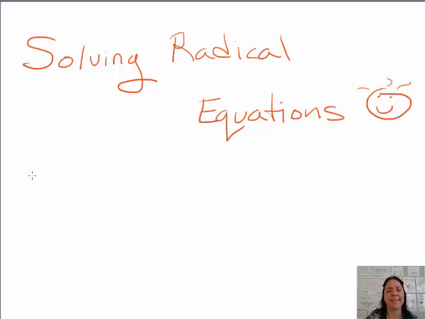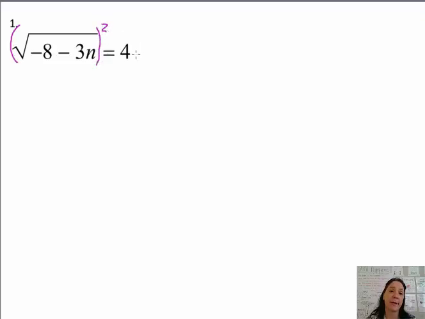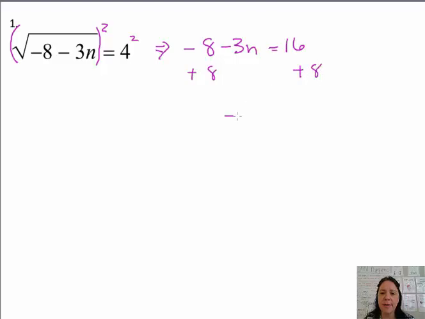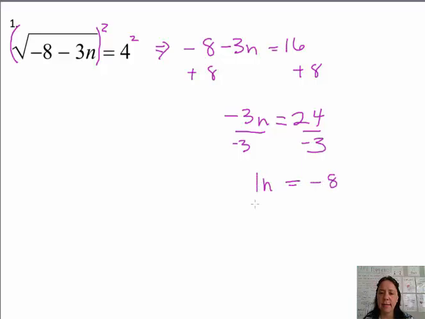All right, here's our first problem. We have a nice square root here, and to get rid of a square root, I want to square it. Well, if I square one side of the equation, I better square the other side. So this is going to equal -8 minus 3n, and the other side is going to equal 16. So let's add 8 to both sides. Now I have -3n equals 24. Divide by -3, and I get n equal to -8. No problem.